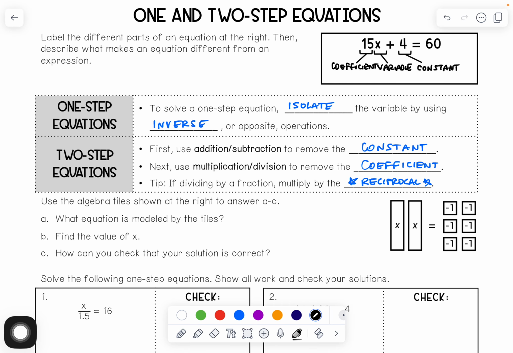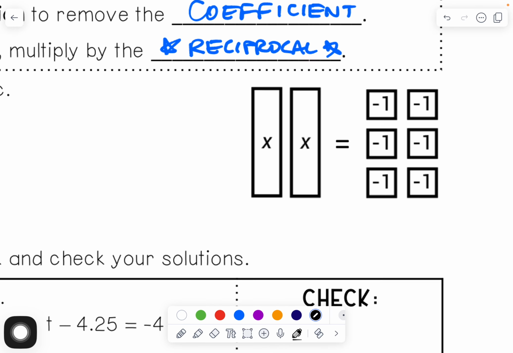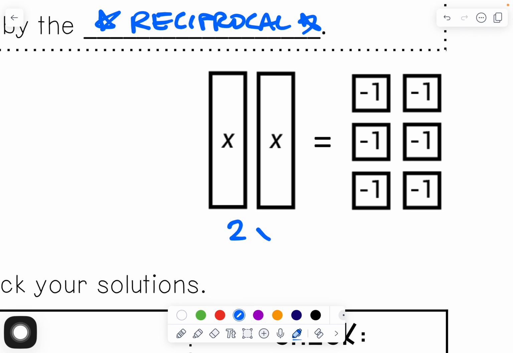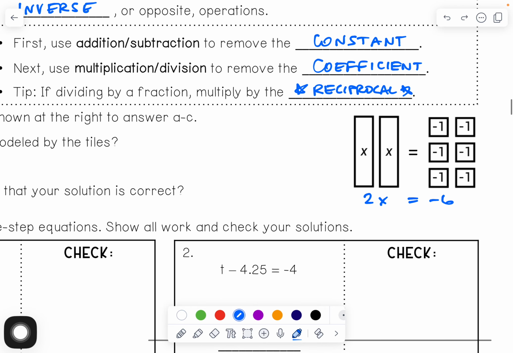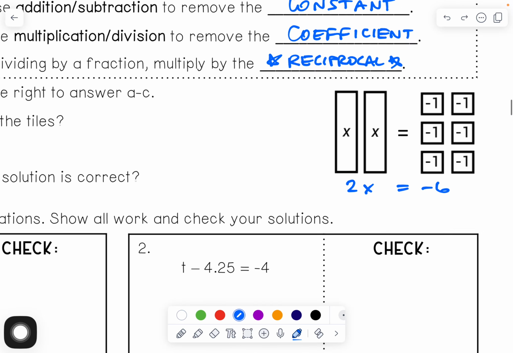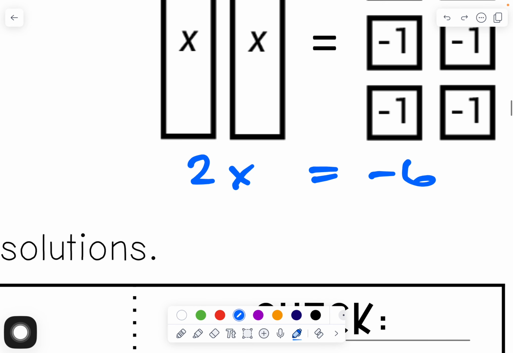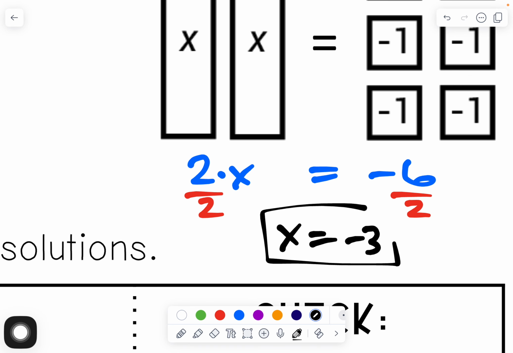All right, so using the algebra tiles at the right, what equation is modeled by the tiles? So it looks like we have 2x equals -6. That ends up being a one-step equation. We need to do one thing to simplify that, and that would be the opposite of what's happening between the 2 and the x. Right now they're being multiplied, so the opposite would be division. So we're going to divide both sides by 2, and we find out that x equals -3.